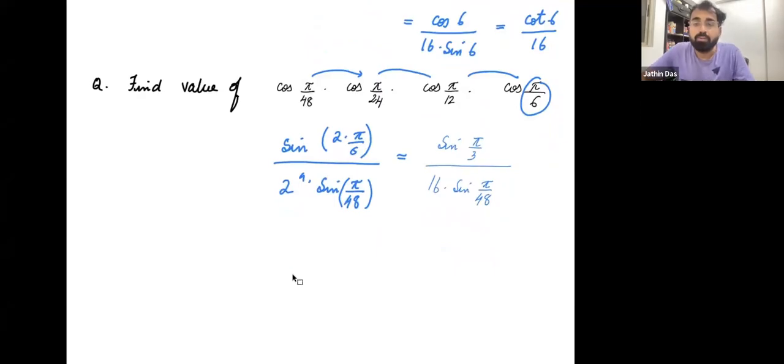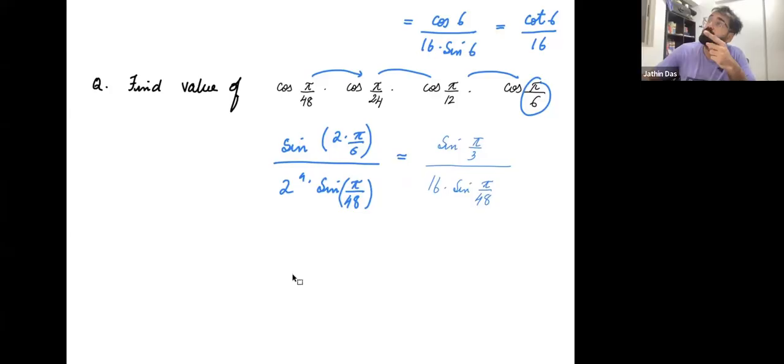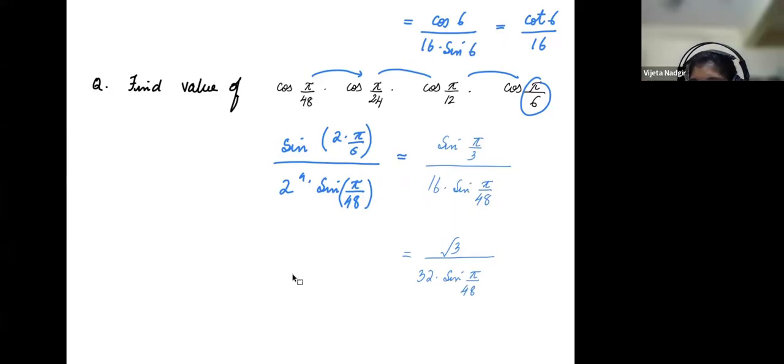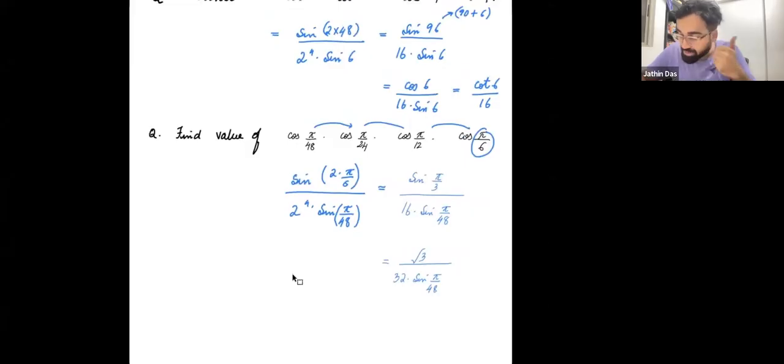Okay, then sine pi by 3 is root 3 by 2, correct? So root 3 by 32 into sine pi by 48. Pi by 48, there's no chance to do anything about it, because pi by 12 is 15 degrees. So 15 divided by 4 means 7.5, and half of that too. Leave it, ignore. Okay, next question.